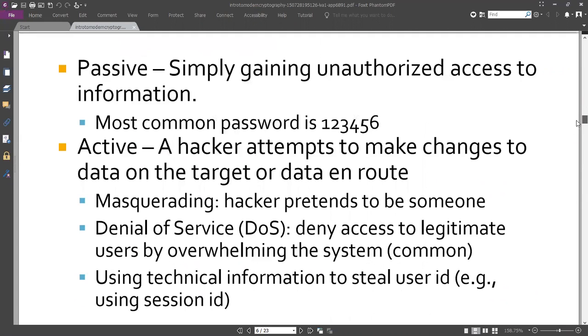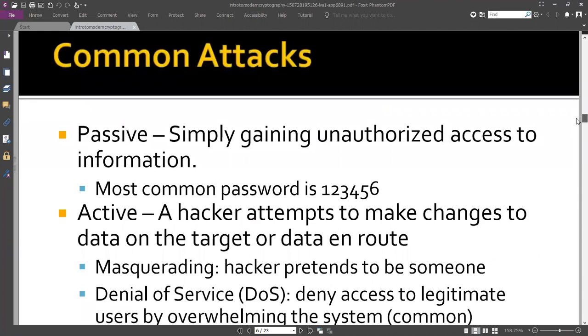So these are some of the common attacks that happen in cryptography. One of them is the passive attack, simply gaining unauthorized access to information, and most common passwords. That's why, when you are creating an account on a website, you generally shouldn't repeat your passwords. Use different passwords, because there are people who have the ability to predict the passwords normally used on websites. Most people actually use 123456, or password as their password.